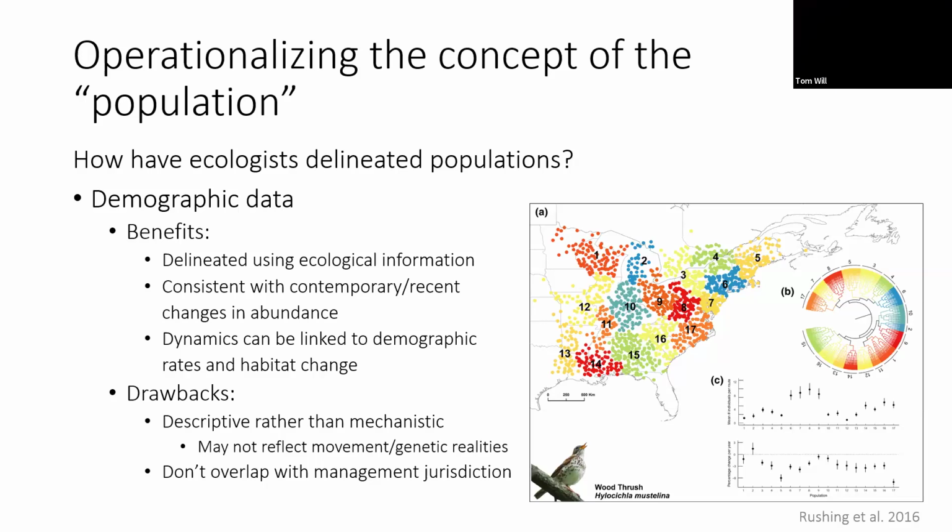So we felt like this is a useful way to operationalize an idea of what is a population unit, at least for the purposes of describing recent or contemporary changes in population size. And then there are some follow-up papers that we published linking the year-to-year fluctuations in each of those populations to habitat loss on the breeding grounds and the wintering grounds, to try to tease apart seasonal limitation. So that ended up being a pretty useful framework.